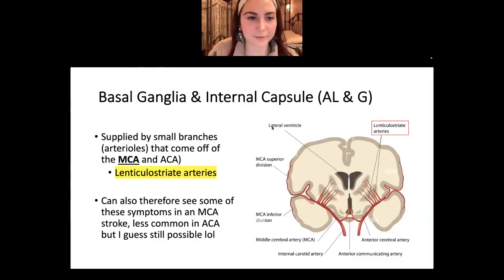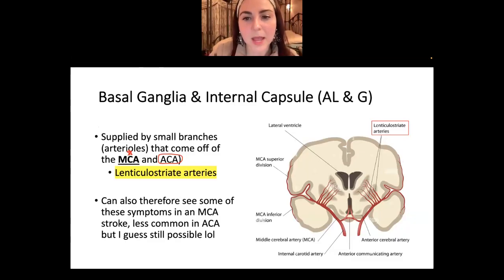So I have here, they're supplied by small branches or arterioles that come off the MCA and the ACA. I put ACA, I never have gotten a question on this, but I guess it is possible, so I included it. But MCA, it's always MCA. I don't always say always, but it's always MCA. Sometimes I see ACA, but usually it's MCA. And specifically what I'm talking about, these are called lenticulostriate vessels or lenticulostriate arteries. Yes, they're technically arterioles because they're really tiny. But the lenticulostriate are specifically these little baby branches coming off the MCA, and they're supplying the basal ganglia and the internal capsule.